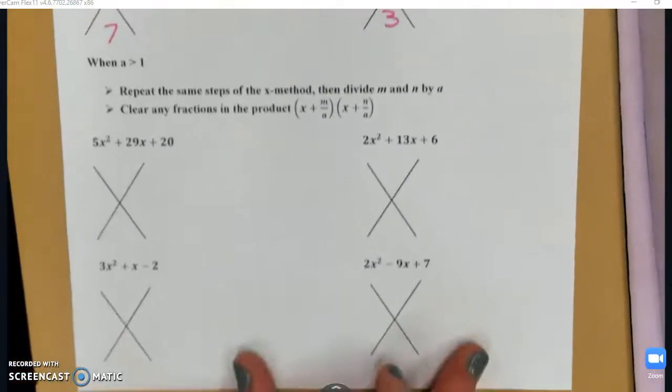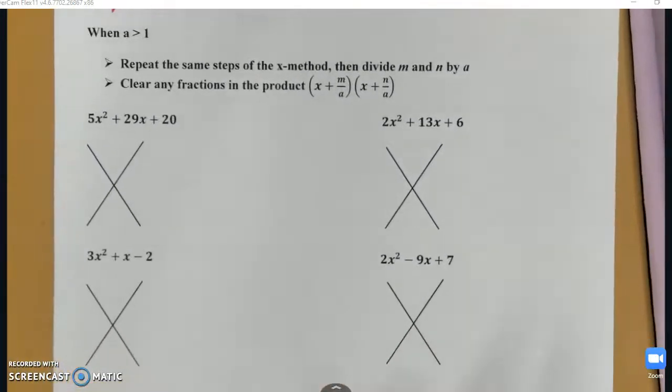Now, what do I do when a is not 1, if it's bigger than 1? We are going to follow the same steps most of the way through, and then at the end, I'm going to divide my m and n values by a. So let's see that in action.